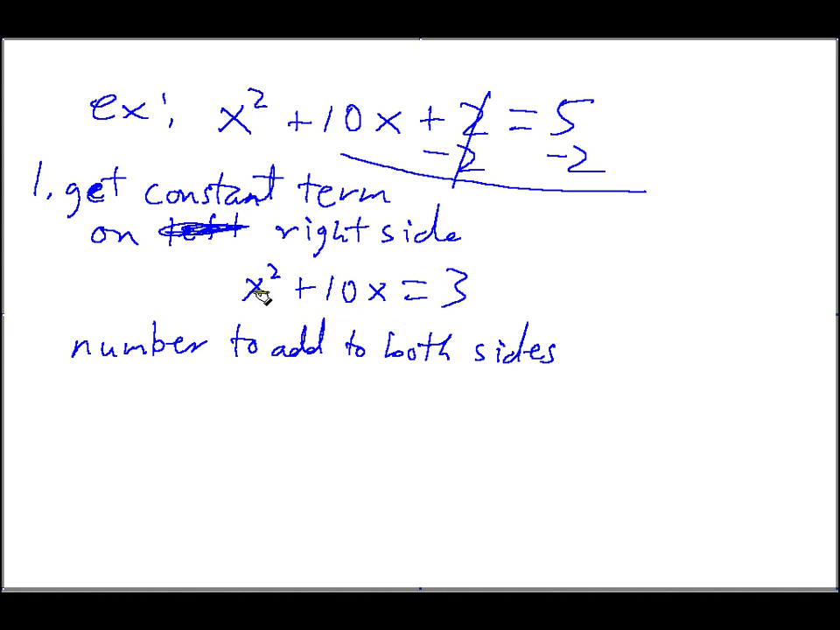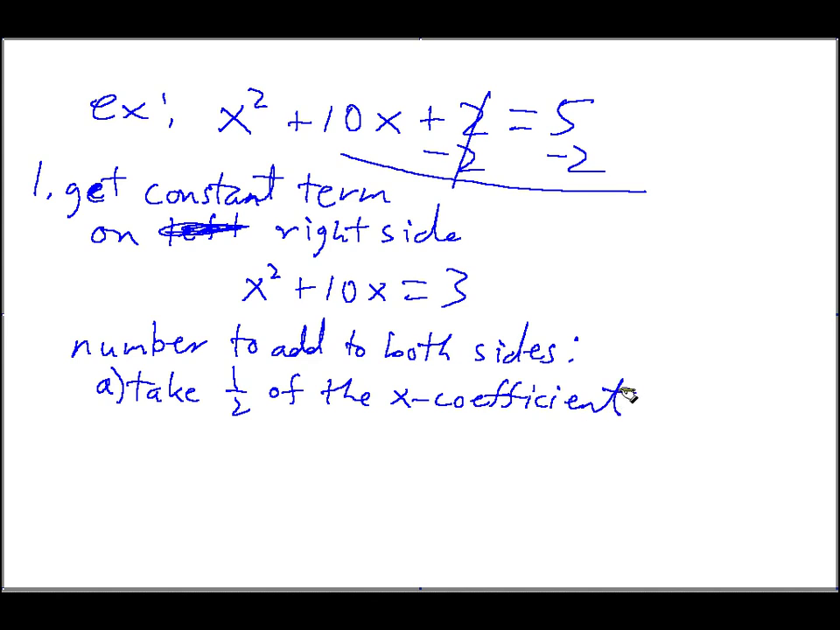If I can add the right number to x squared plus 10x, then the left-hand side becomes a perfect square. You'll see it in a moment when I show it to you. So what is the number to add to both sides? Well, first thing you do is take half of the x coefficient.